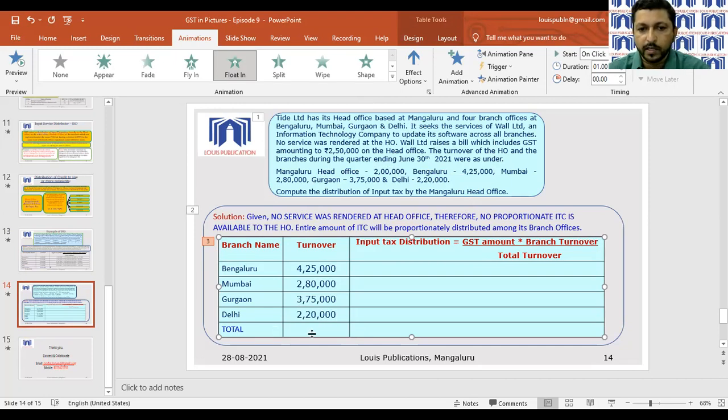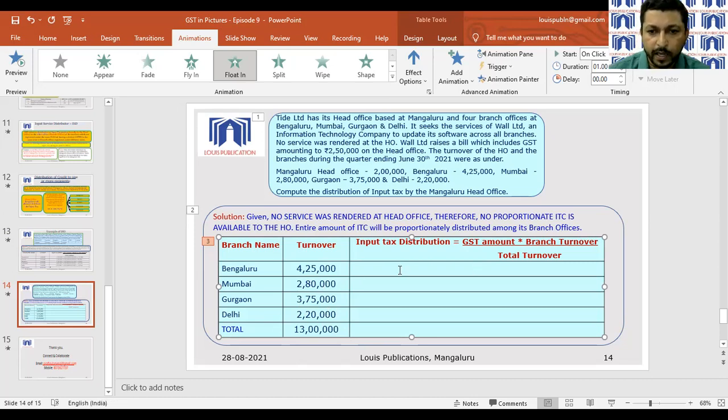So this is the number, and the total number that we will have, we will just add up. We will get 4, 5, 6, 7, 8, 9, 10, 11, 12 lakh, it will be 13 lakh. So 13 lakh will be the total turnover. So let's do the totaling again. 4 plus 2 is 6, 7, 8, 9, 10, 11, this is 12, and this is 13.